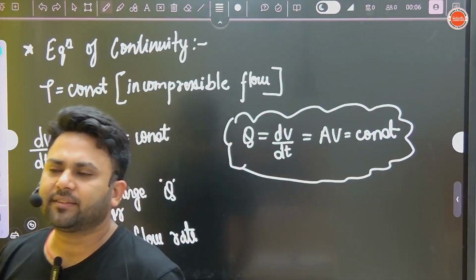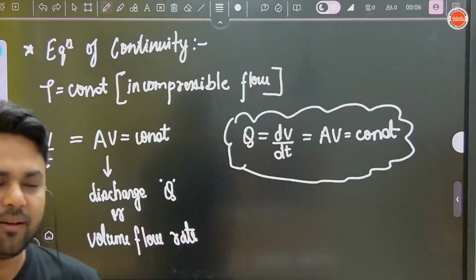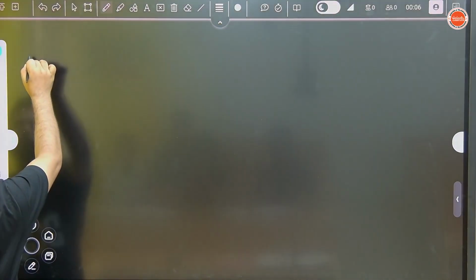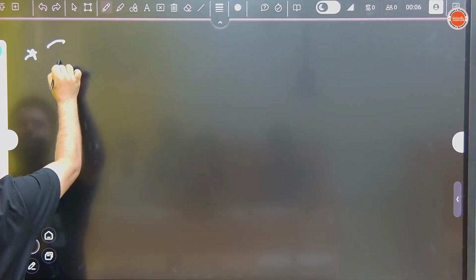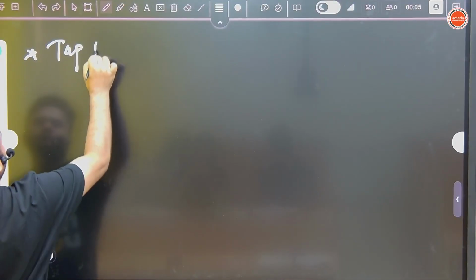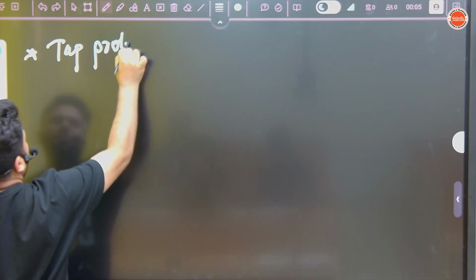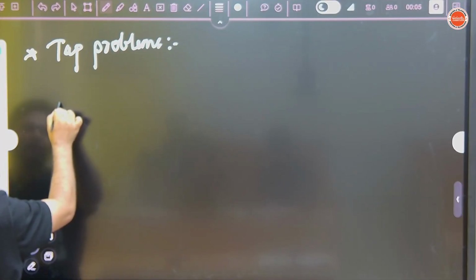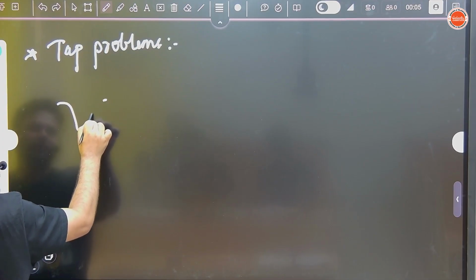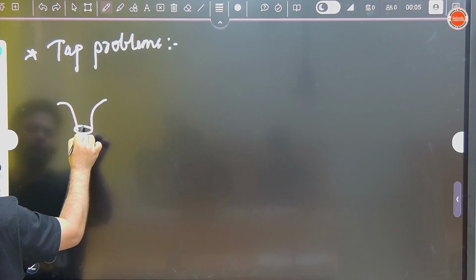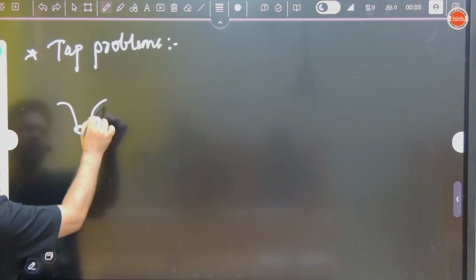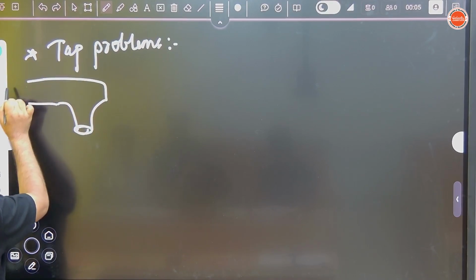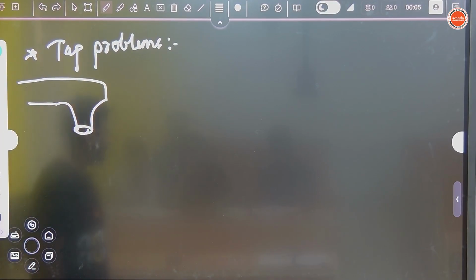Why am I explaining this? Because tap problems come in the NEET exam. Now how to solve tap problems? See, they will be giving a tap. There is a tap like this. You adjust the tap. My diagram is very bad. Suppose this is the tap.